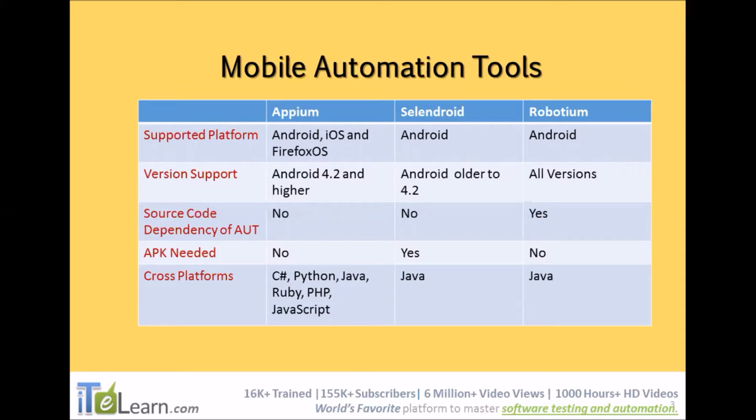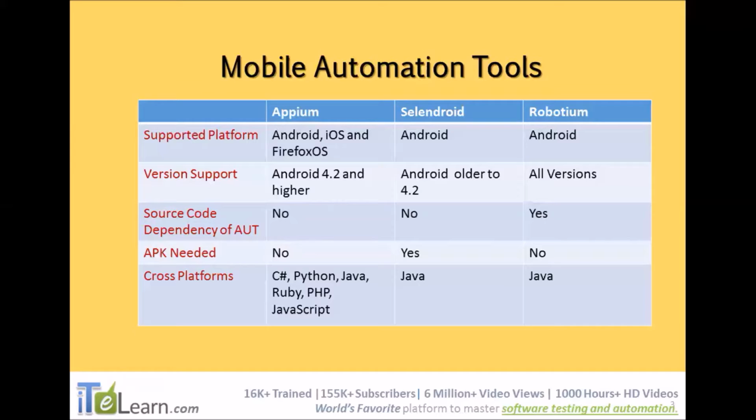To start with the supported platform, Appium supports not only Android, but also iOS as well as Firefox OS platforms. So any applications that you are trying to develop on all these platforms can also be tested through automation using the Appium framework. However, with Selendroid and Robotium, you can write test scripts for only Android applications. Next is the version support.